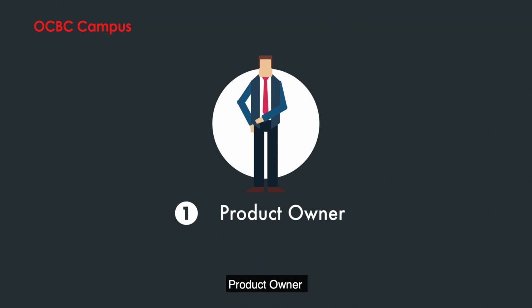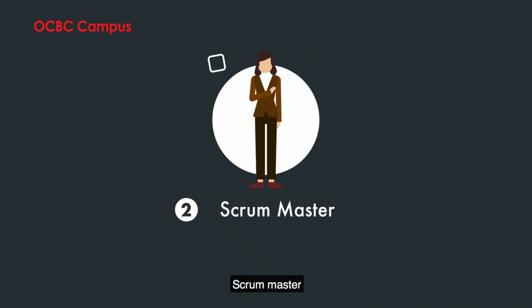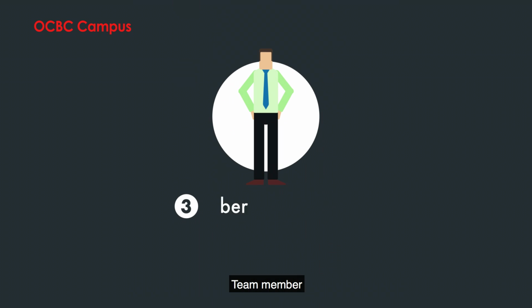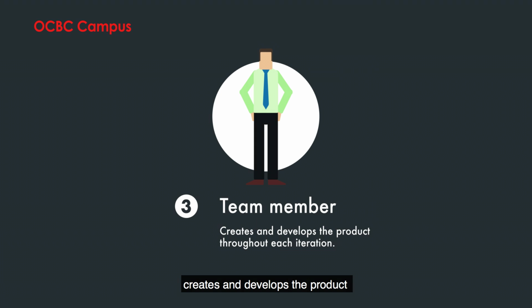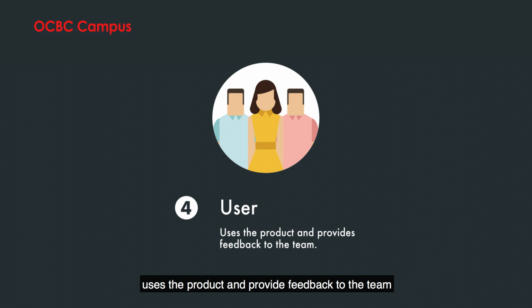Product owner defines the features of the end product. Scrum Master prioritizes the features to be worked on for each sprint. Team member creates and develops the product throughout each iteration. User uses the product and provides feedback to the team.